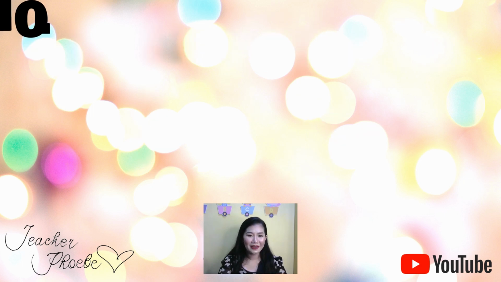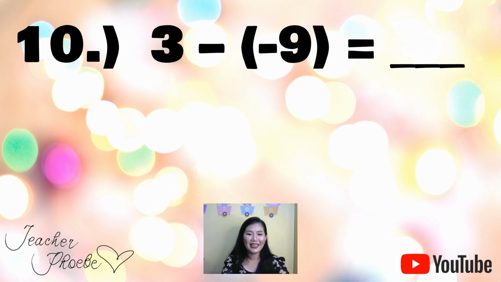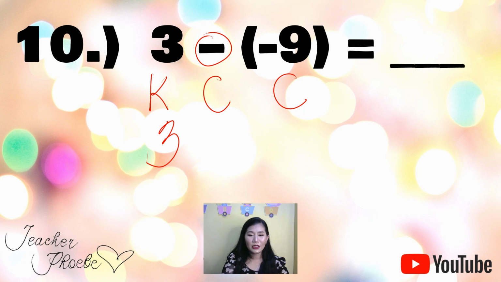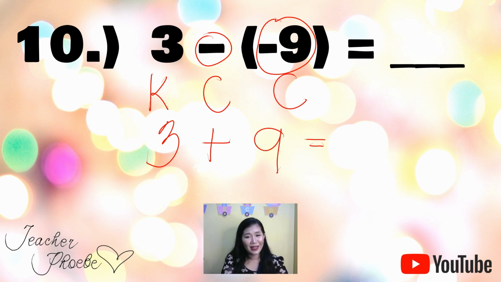Okay, so let us now have the last example, but not the least. Apply KCC, so keep, change, change. What do you think is the final answer to this? To answer that, syempre, keep, 3 pa rin siya. Syempre, minus, change, magiging plus. Syempre, negative, therefore, pag change, magiging positive 9. Ayan na. Okay, hindi ko na i-explain, hindi ko na i-elaborate. 3 plus 9 is equal to what? Correct, that is 12. That is your final answer for number 10.